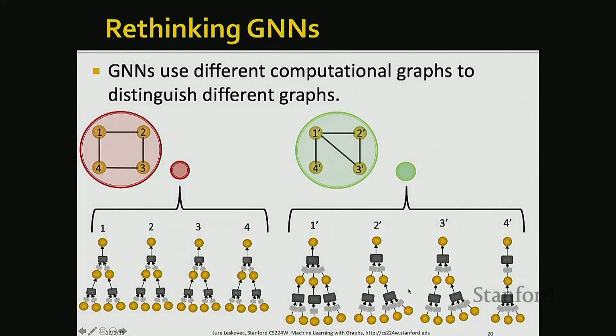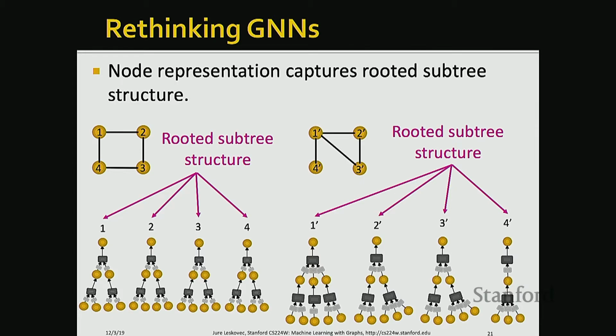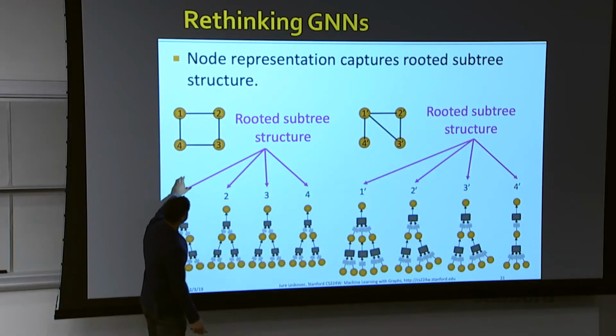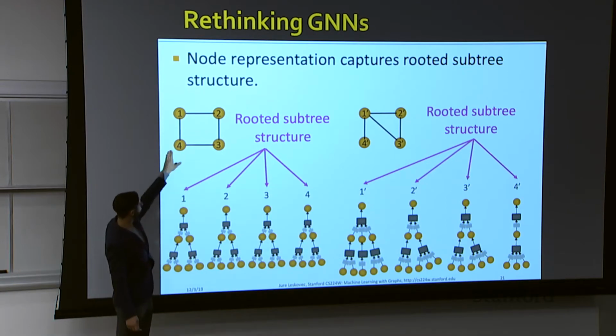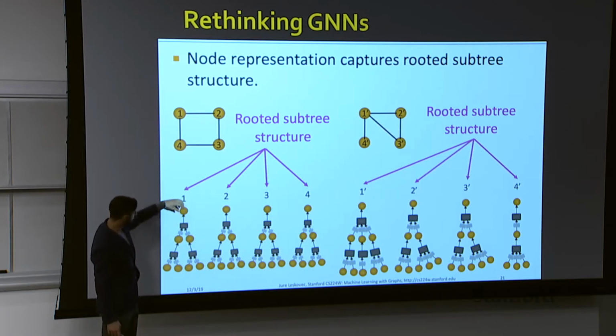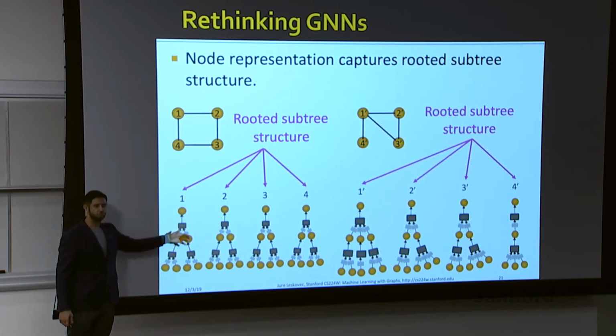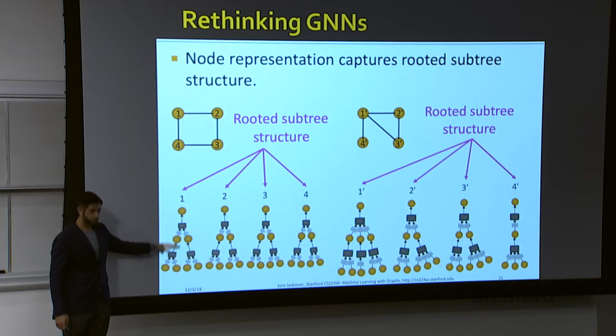Okay? So how can we leverage the fact that the topology of the computational graph will be different? How can we use this to distinguish that these two graphs are different? We're going to call our computation graphs rooted subtree structures. We root them on our target node, and then we build a subtree of arbitrary depth. Usually we work with 2-hop neighborhoods. The reason is most of the common GNNs that we've covered in the course do that.